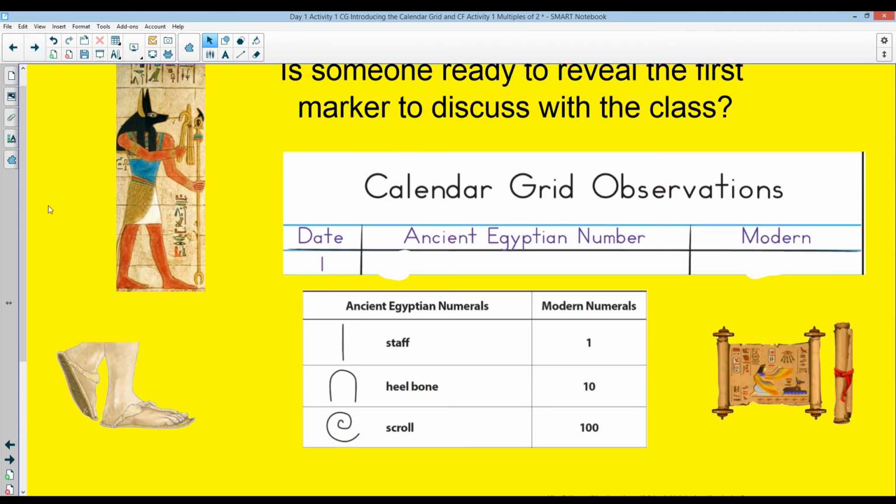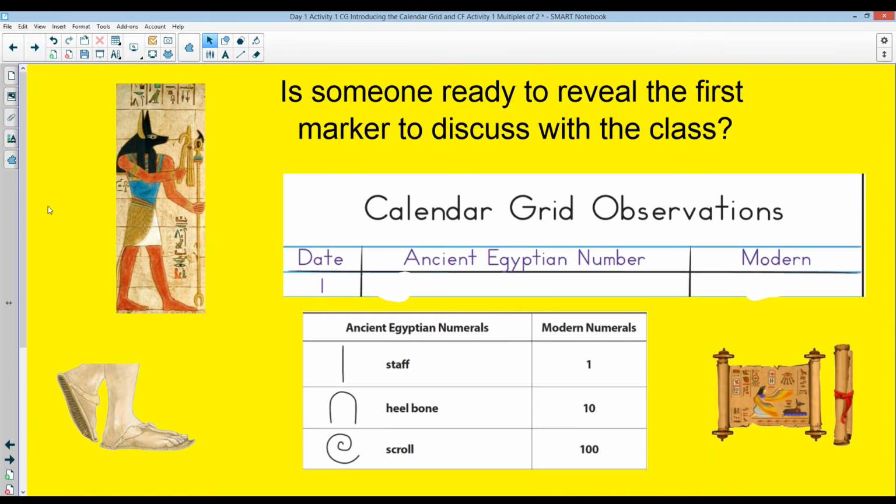All right. So what we're going to do in class is reveal what the first date was. When we come in on September 2nd, we'll do the number two, and we're going to look over this too. So on day one, this is the first one that'll come up, and it's this number. It's like an upside down cup, which is considered the heel bone, the back part of your foot, of the pharaoh.